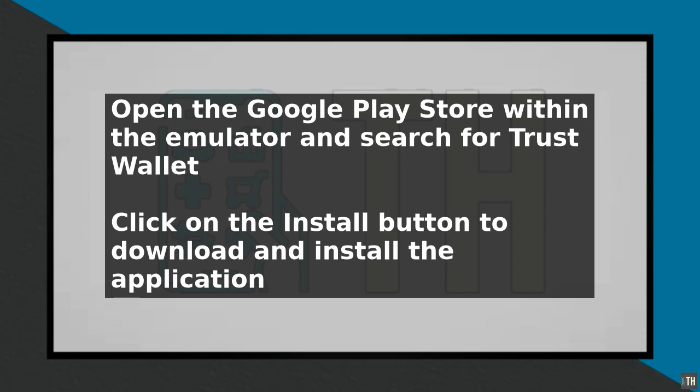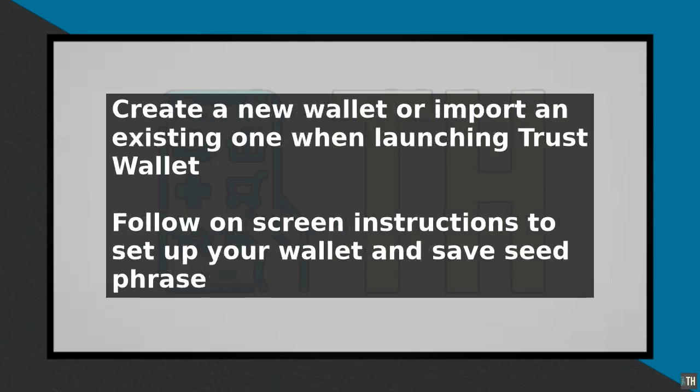After setting up your wallet, you can use Trust Wallet on your PC to store, send, and receive cryptocurrencies. You can also use it to interact with decentralized applications and participate in the blockchain ecosystem. Always keep your wallet and emulator up to date to ensure you have the latest security patches and features.